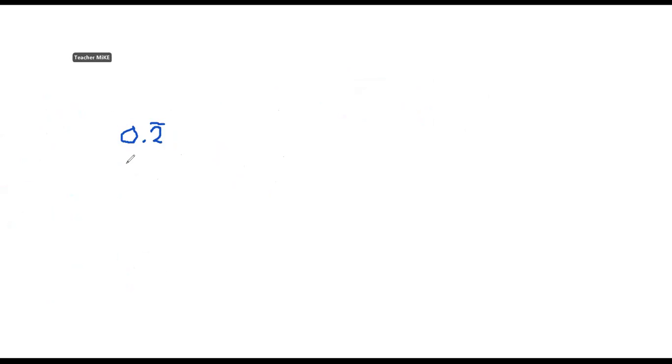So, meron tayong 0.2 dito. Iba pa rin siya, hindi natin siya pwedeng gawin na 2 over 10. Okay? Pero instead na 2 over 10, may technique naman diyan. Pero tuturo muna ang tamang procedure. So, dito magdadalawang equation tayo. Si equation 1, and then si equation 2.